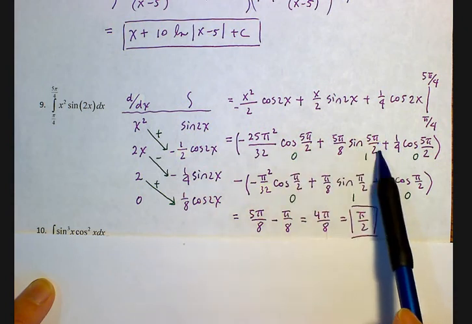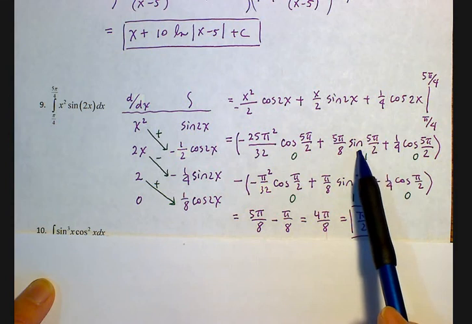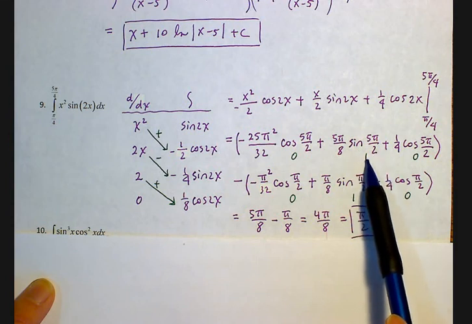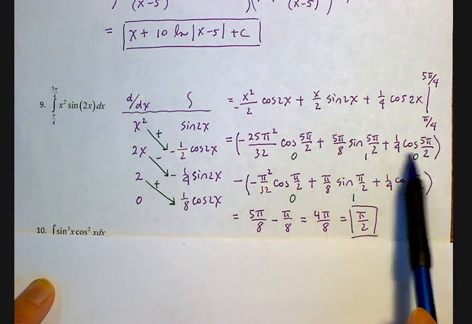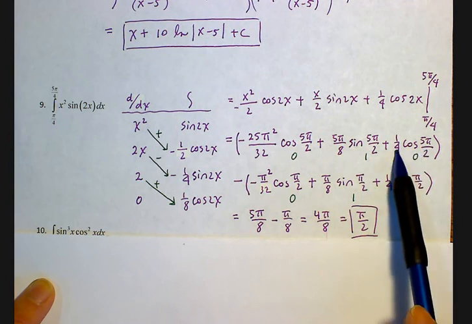Sine of 5 pi over 2 is the same thing as sine of pi over 2, so that's going to be 1, so that's going to stay. And then cosine of 5 pi over 2 is going to be 0 again, so this will drop out. So that's for the upper.